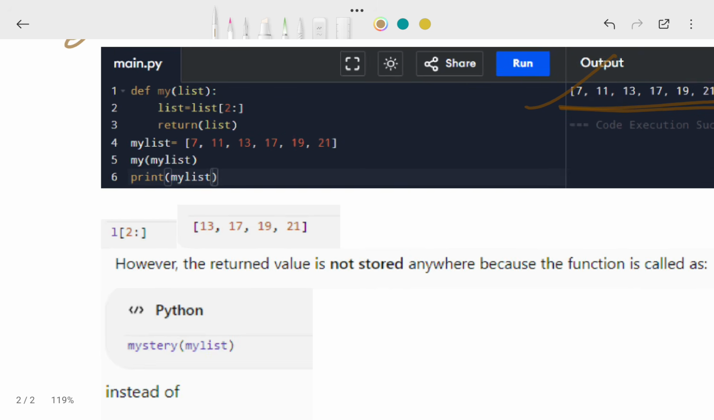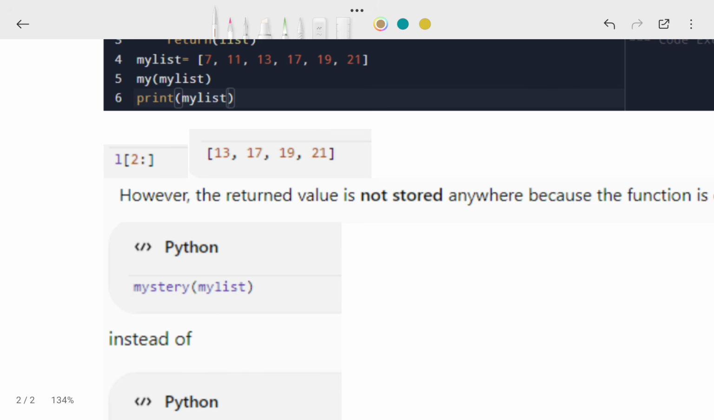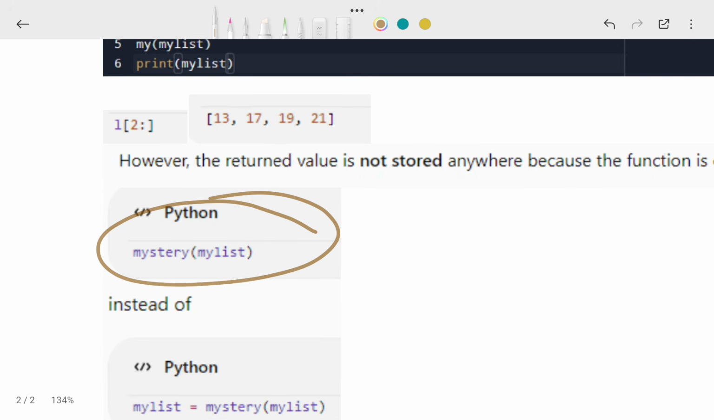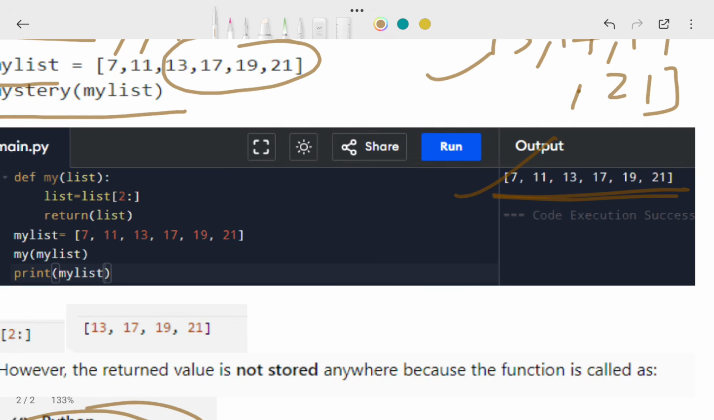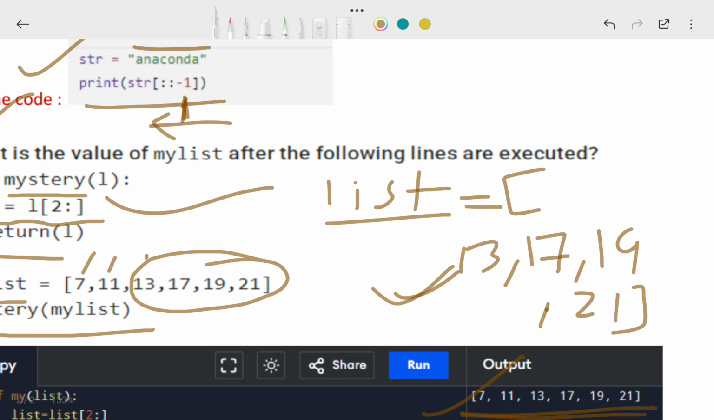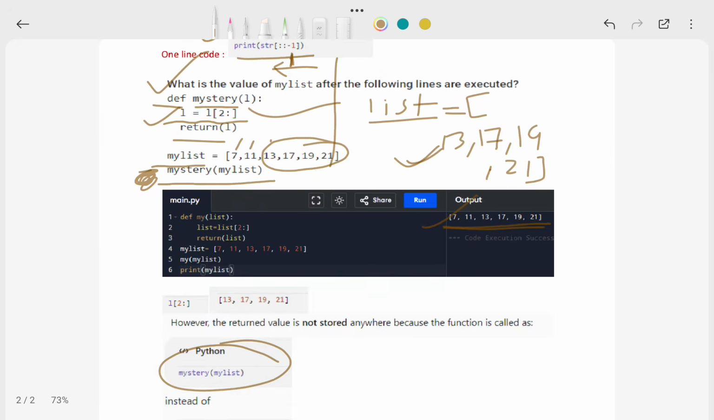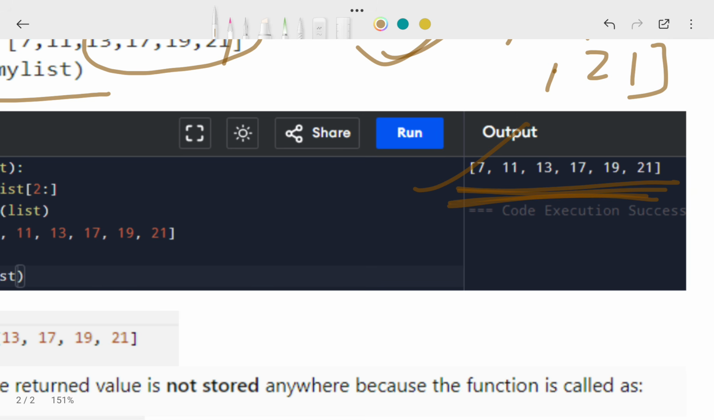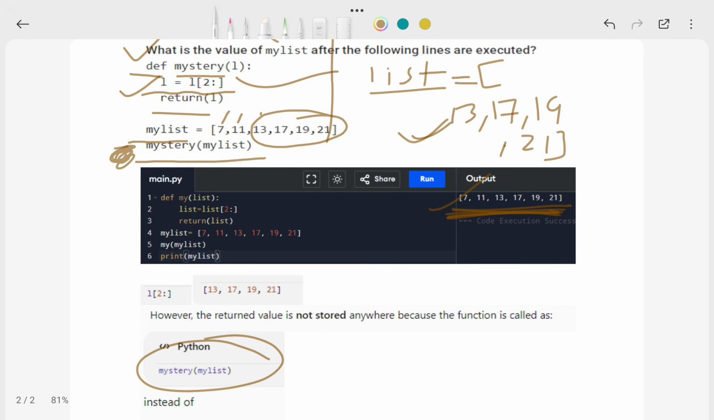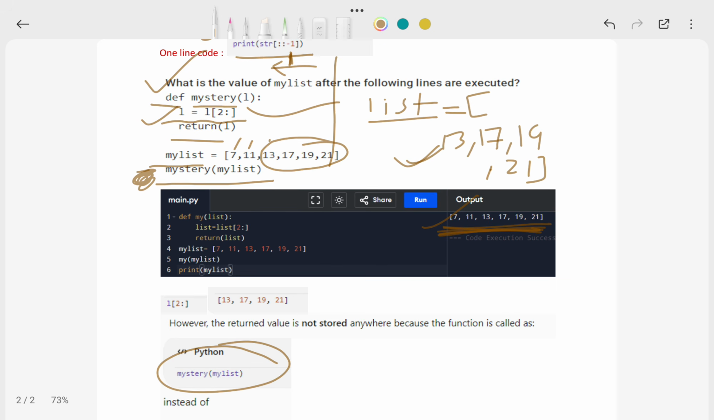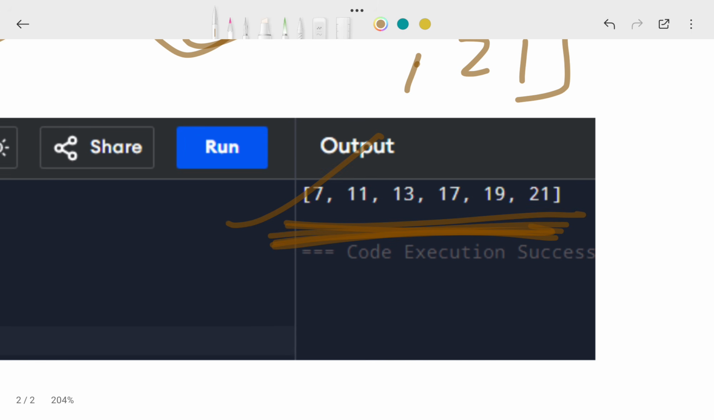Okay, same. So what you should write here, instead of writing this one, you should write like this. If you write like this, then the data will be changed. In this condition, your answer will be 13 to 21. Otherwise your data remains the same. Your list will be the same. What is the answer? Your list will be the same. So you have to write in the answer box this: 7, 11, 13, 17, 19, 21. This is the final answer. I think you understand.